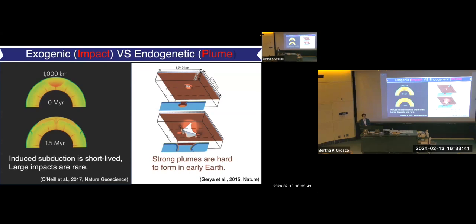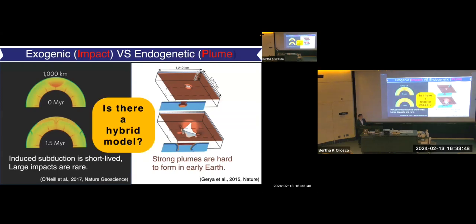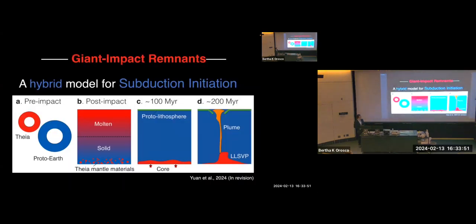So then I was wondering, could we have a hybrid model that combines these together? I have a solution for that. I consider the giant impact and also the giant impact remnants. After the giant impact, you form a layered structure as I suggested previously. And then you have some Theia mantle, which will form some layered pile structures at the bottom of the core-mantle boundary. And from geological observations, we see that mantle blobs are related to strong mantle plumes.